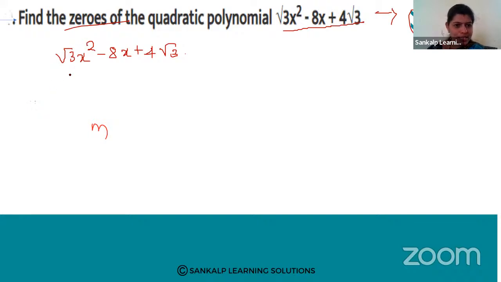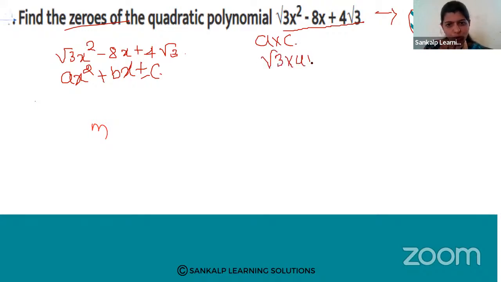Why? Because it is in the form ax square plus bx plus c, right? So if it is a quadratic polynomial, we use the factorization method, splitting the middle term, right? So a into c. First do a into c. A is √3, c is 4√3. √3 into 4√3, what will you get? 4 into √3 into √3, that is 3. So 4 threes are 12.